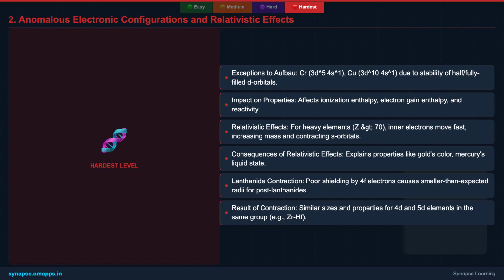For heavy elements, relativistic effects become crucial, where inner electrons move so fast that their mass increases, causing s and p orbitals to contract. This affects properties like gold's unique color. Another key concept is lanthanide contraction, where poor shielding by 4f electrons leads to smaller than expected atomic radii for subsequent elements, making 4d and 5d elements in the same group remarkably similar.